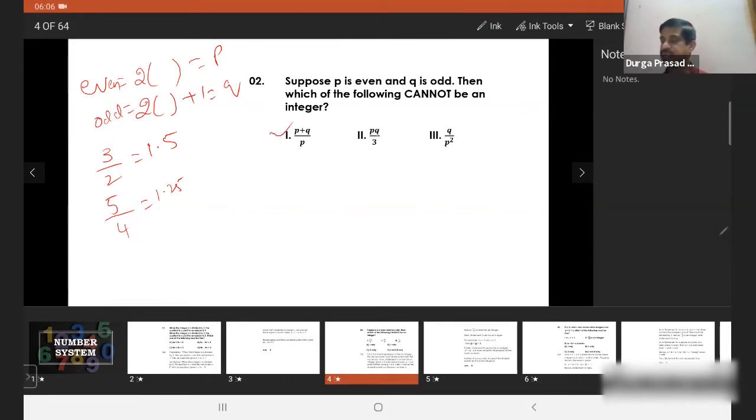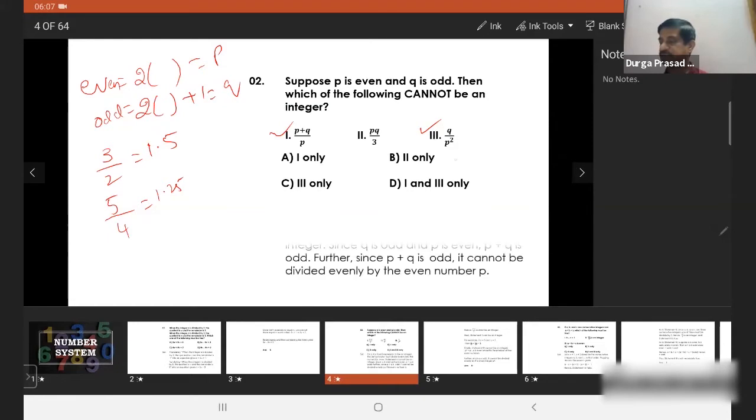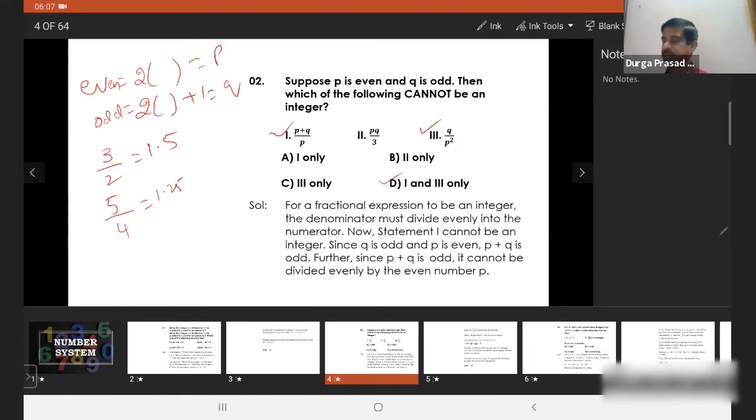Let us look at 2. PQ by 3. So odd number, this can be 6, 3, 9 or anything. So therefore this can be an integer, if not for sure. Q by P square. See, Q is even. Even by odd square is odd only. Even by odd is again a decimal. So option 1 and 3. So you have D here. Okay. Please note it quick.